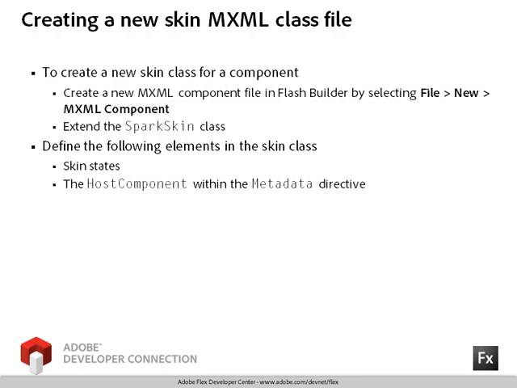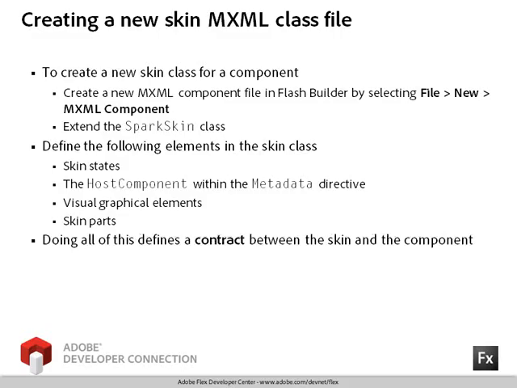After the host component directive, you specify any graphical elements for the skin. Lastly, you define the skin parts. For instance, a container has content, and a panel container has content and a title field. These are examples of built-in skin parts. Doing all this defines the contract between the skin and its component.